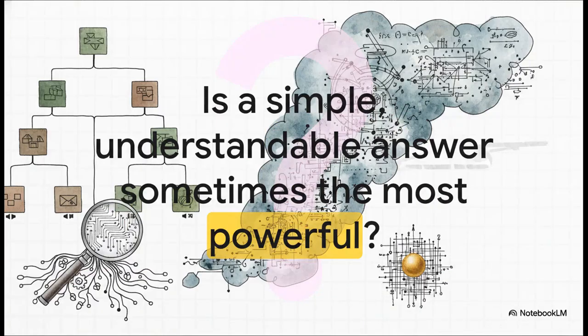And this really leaves us with a final, and I think pretty important question. In this world of ever more complex black box AI, where we often have no idea how a model arrived at its answer, there's a unique power in a model that can actually show its work. It makes you ask, is a simple, understandable answer sometimes more powerful than a slightly more accurate one that we can't explain at all?